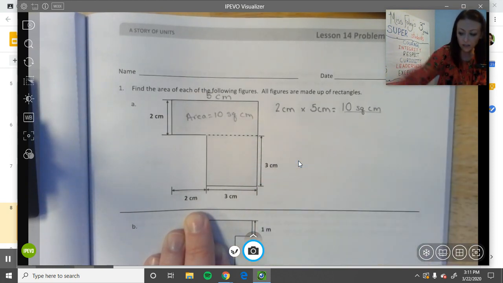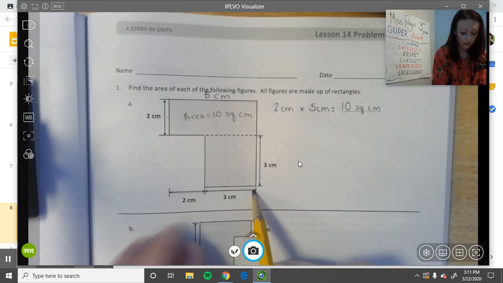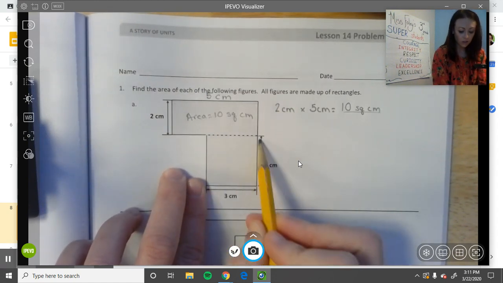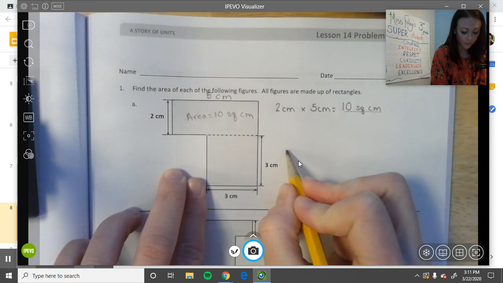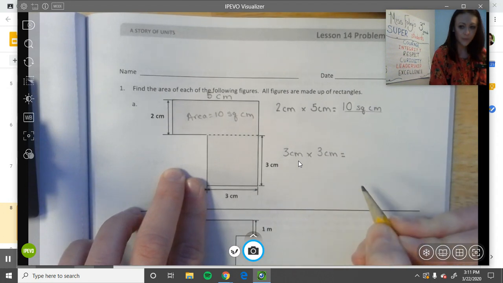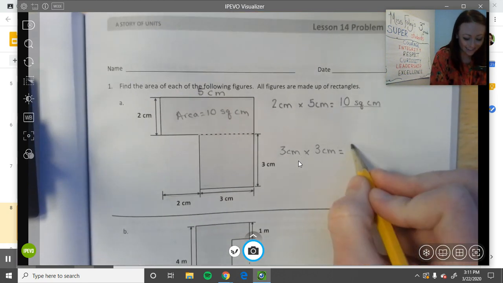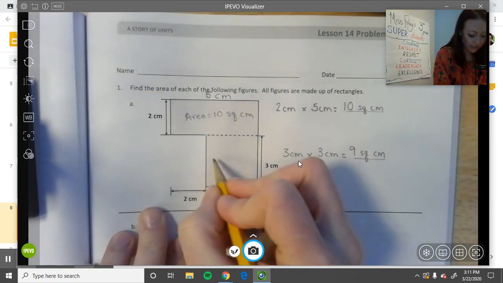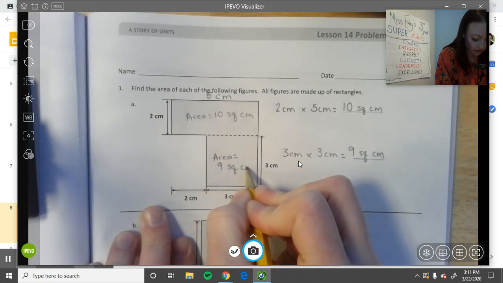Now I need to go ahead and solve for the area of this rectangle down here. I see that this rectangle has one dimension of 3 centimeters and another one of 3 centimeters, because this 2 centimeters is outside that bottom rectangle. So I'm only looking at the dimensions of this one. To solve for the area of that, I'm going to do my length times my width again: 3 centimeters times 3 centimeters. 3 times 3, I'm going to go 3, 6, 9. So 9 square centimeters is the area of my bottom rectangle.